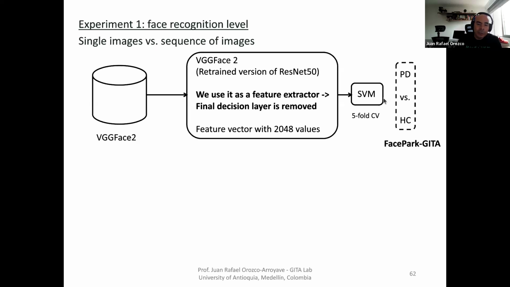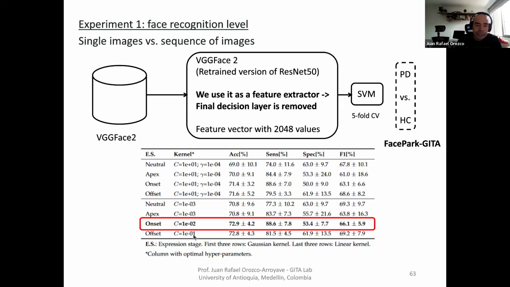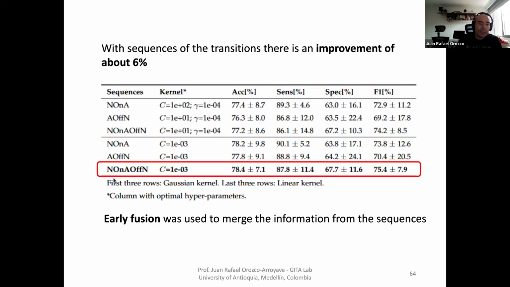FacePark JITA was only used to tune the parameters of the SVM to find the final classification algorithm. And we found this 72.9 result in the onset picture. So these were pictures of the patient. And then we said, okay, now our hypothesis is that there is information in the dynamics of the transition. Then we put together the images of the neutral, onset, apex, offset, and neutral, and so on.